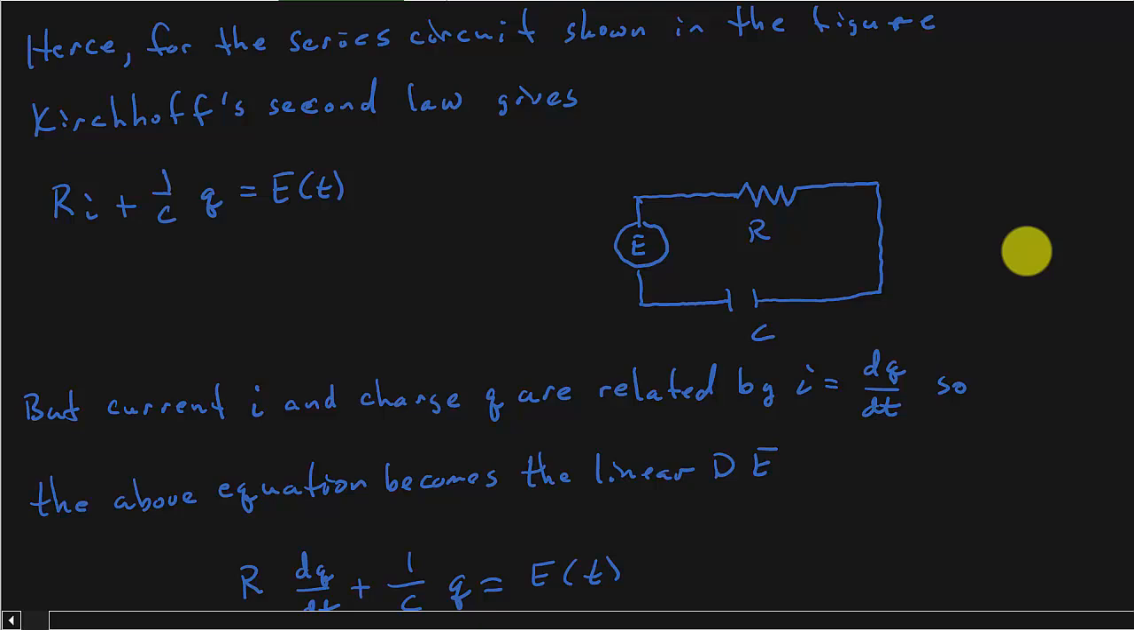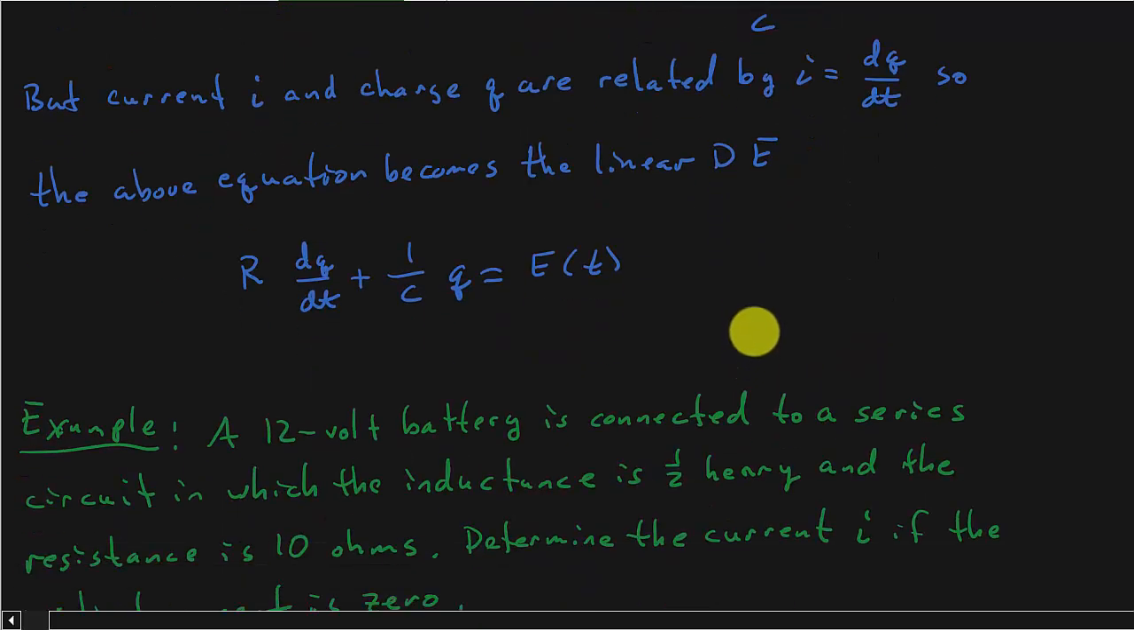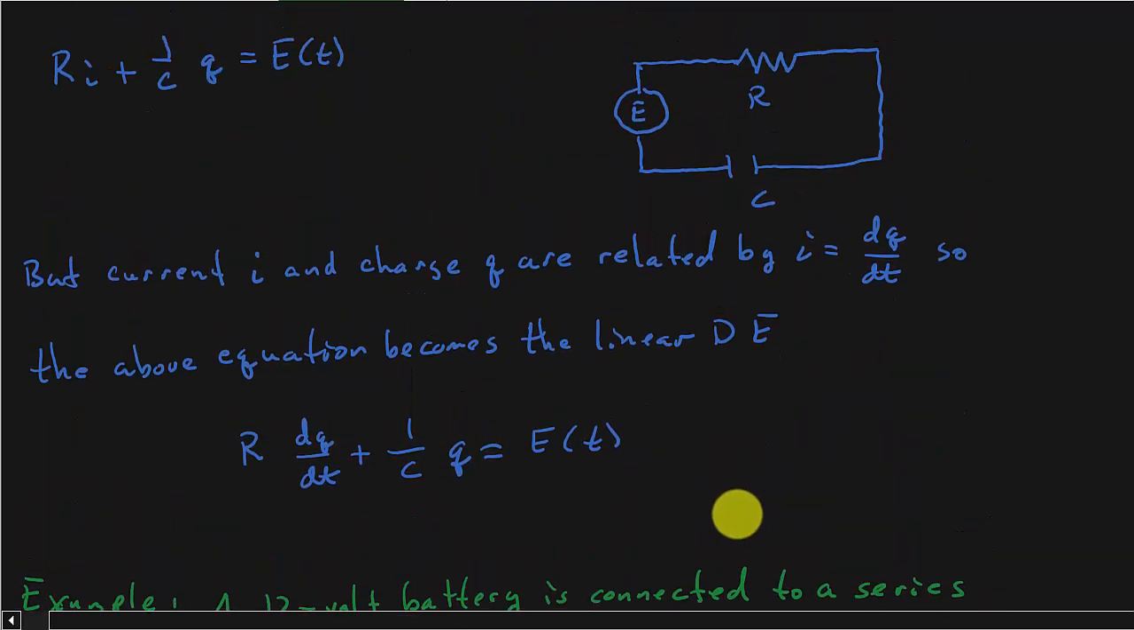But current I and charge Q are related by I equals dQ/dt. So the current I is the derivative of the charge Q. So the above equation becomes the linear differential equation R dq/dt plus 1/C q equals E of t.